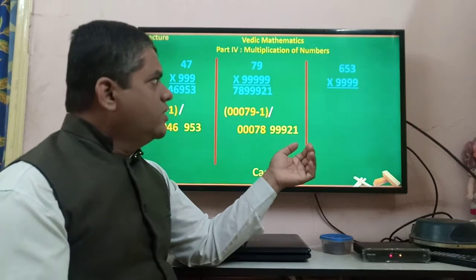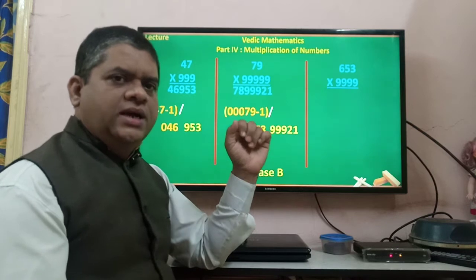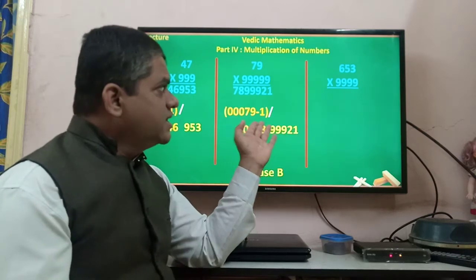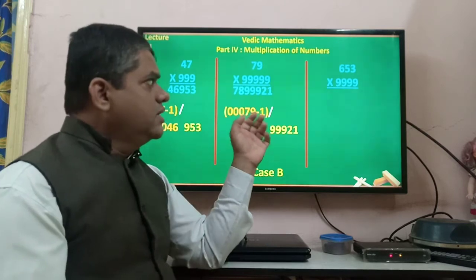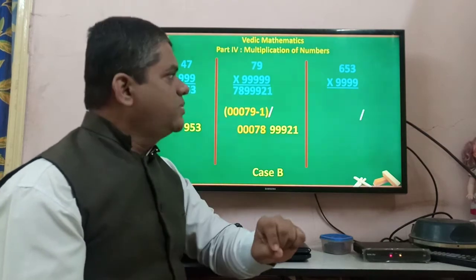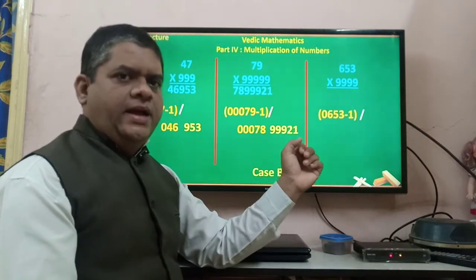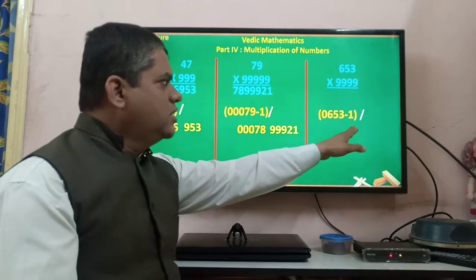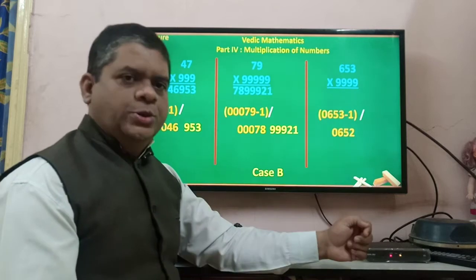Okay, now I have taken the next example. I want to multiply a 3-digit number by 9999. So again, this is case B. I want to convert this number into a 4-digit number. So what I have done is I have added a 0 on the left hand side, and then you can subtract 1, so that you will get the answer on the left hand side, and it is 0652.